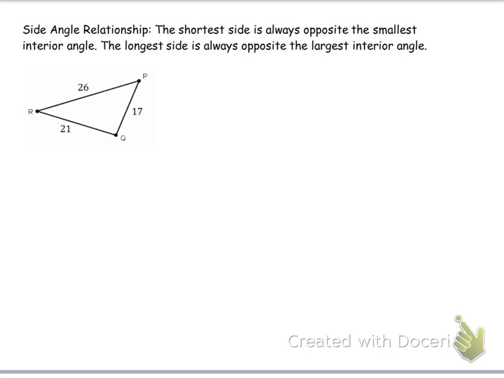Okay, side-angle relationship. The shortest side is always opposite the smallest interior angle. The longest side is always opposite the largest interior angle. So bigger side, bigger angle. Smaller side, smaller angle. And it works the opposite way as well.